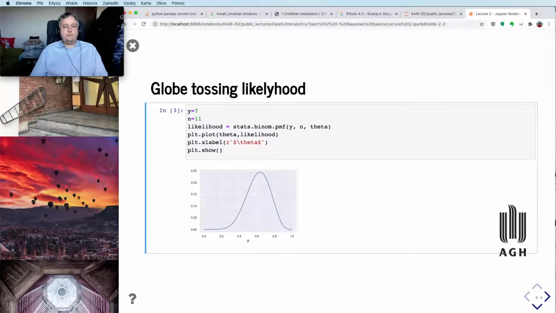So what do we have here? We have a distribution. This distribution is, of course, most of its mass, the probability, located somewhere between 0.4 and 0.8.